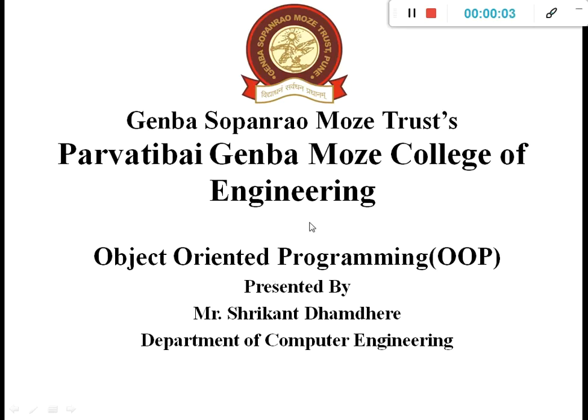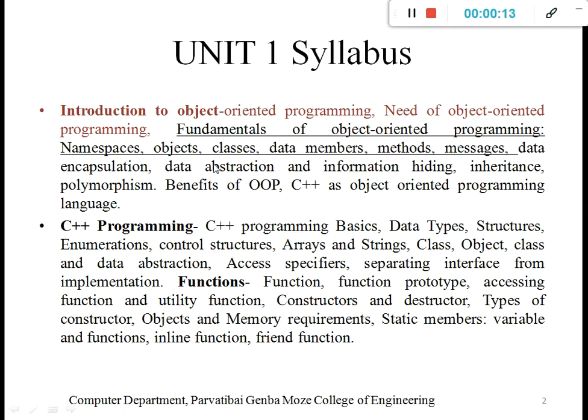Hello everyone. Today we will understand the next concept of Unit 1, which is related to object oriented programming as a subject. We already understood the introduction to object oriented programming and the need for it. Now in this lecture we will understand the fundamentals of object oriented programming, the basic things. Namespaces we will understand later. First we will understand what exactly an object is, classes, data members, methods, and messages in this lecture.